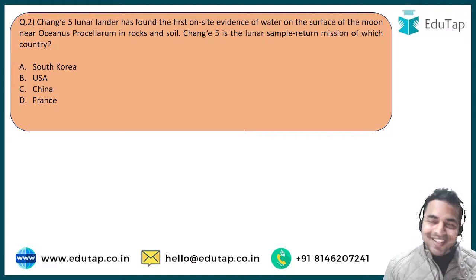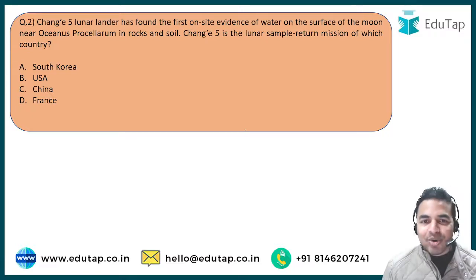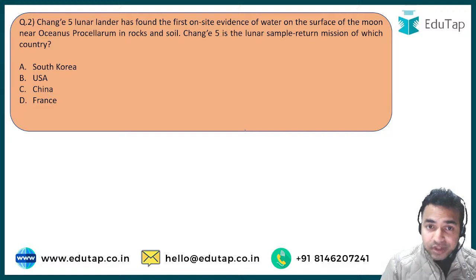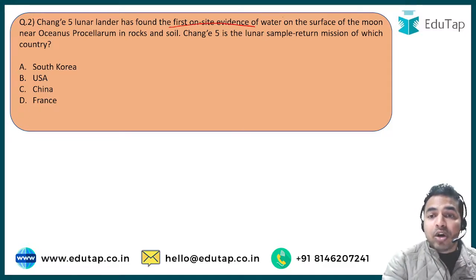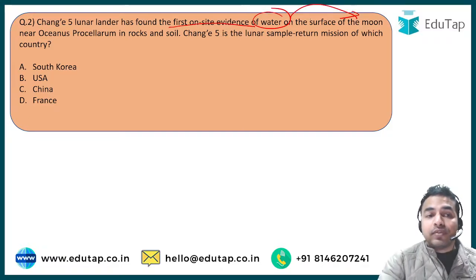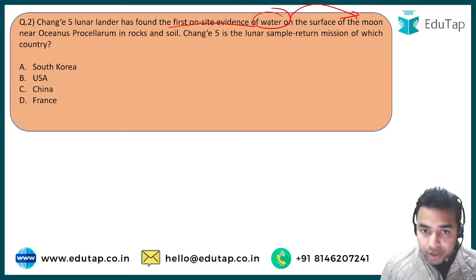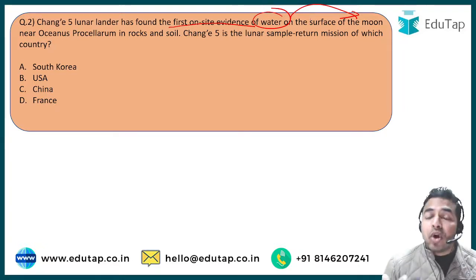Now let's move on to the second question of today's session, and the second question is once again a very basic question. Okay, and the question is, Chang'e 5 lunar lander has found the first on-site evidence of water on the surface of the moon near Oceanus Procellarum in rocks and soil. So here you are required to tell me in the comment section below which country has launched this Chang'e 5 lunar lander.